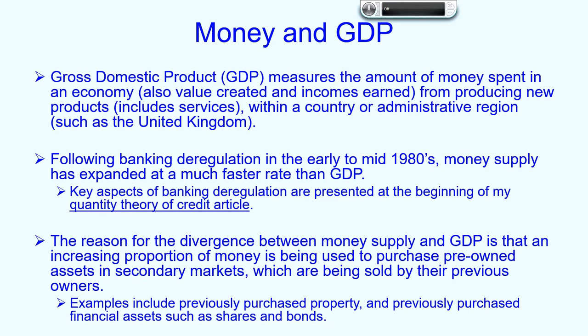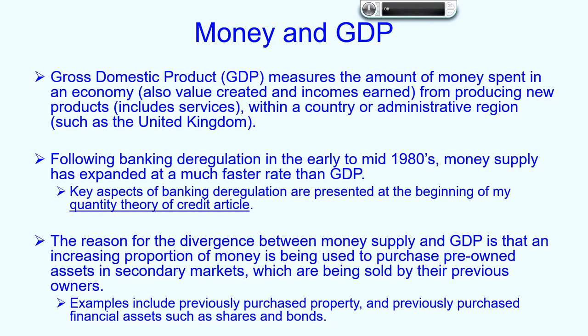And just to reiterate, the reason for the divergence between money supply and GDP is that an increasing proportion of the money being used in the UK economy is being used to purchase previously owned assets that are being sold by their previous owners within secondary markets. Examples of this include property, which is being sold by the current owner through an estate agent. That transaction will require money, but it is not a new good or service, and so will not be included in GDP.